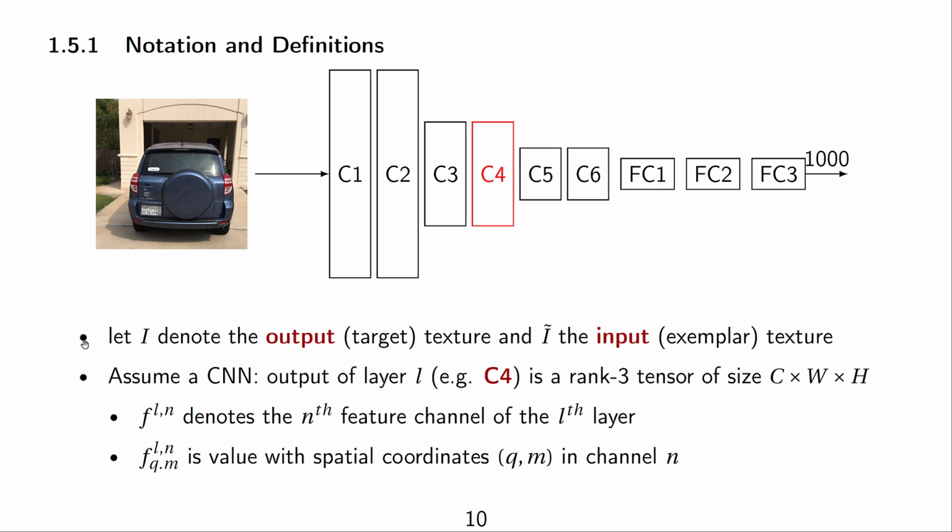All right. So for the notation, let's look at this. We'll use I to denote the output image or output texture, also called target texture. And with I tilde, we denote the input texture, also called exemplar.